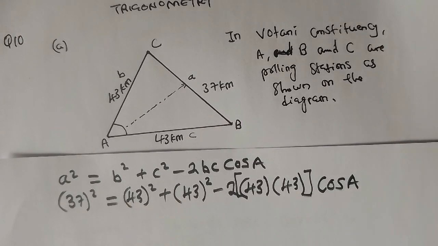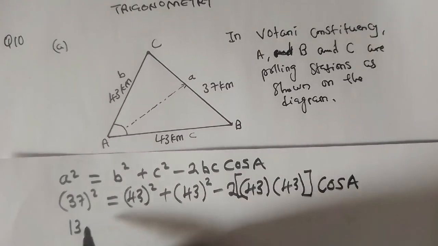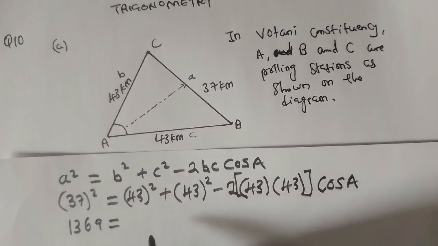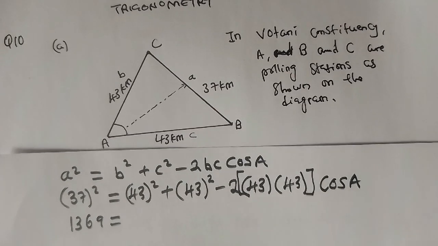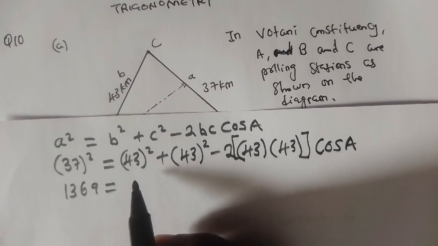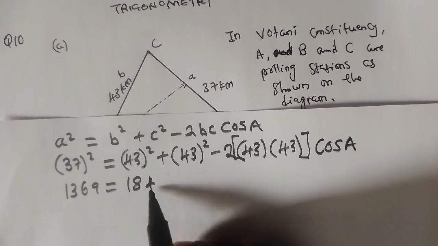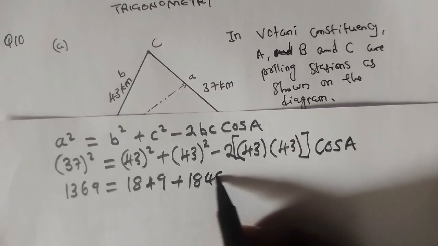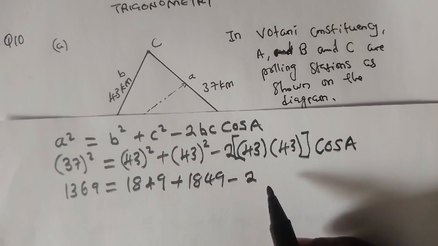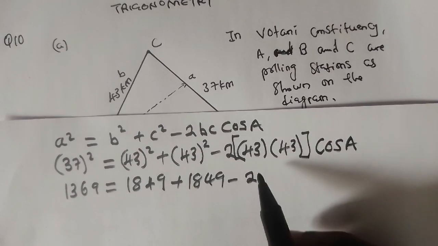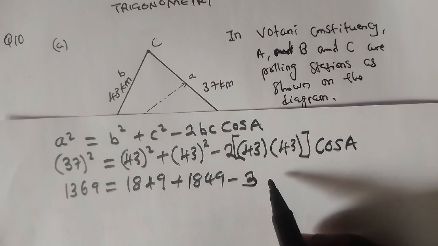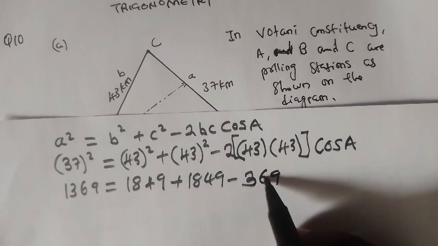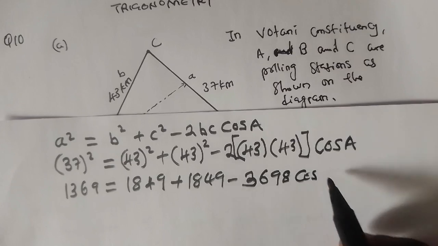When you square that, 37 squared, you're going to get 1369 equals 43 squared, which is 1849, plus the same number, minus 2. This can be multiplied together, so we are going to get 3698 cos A.